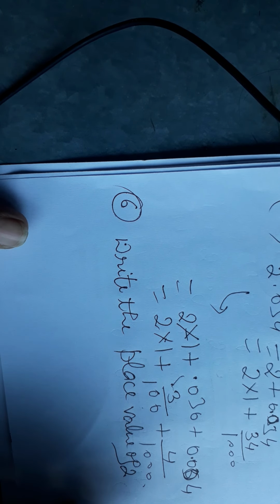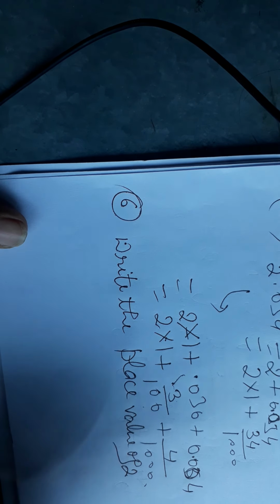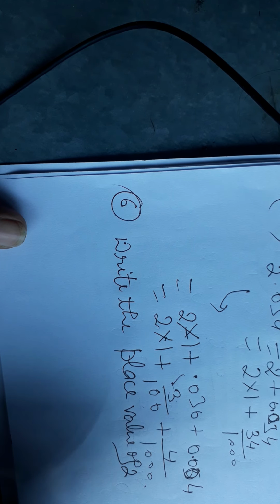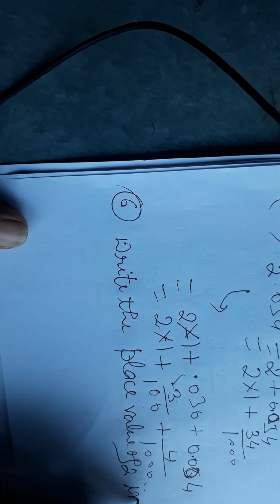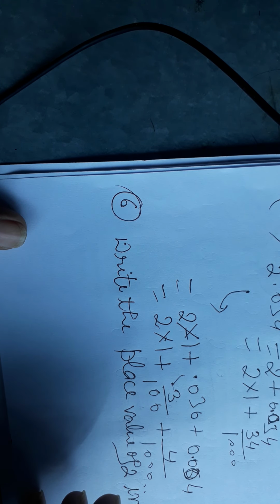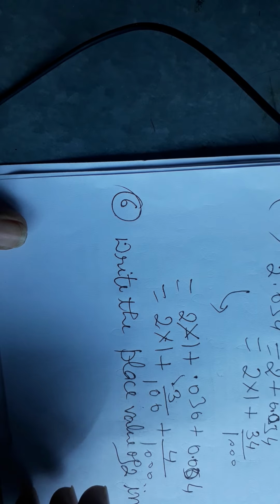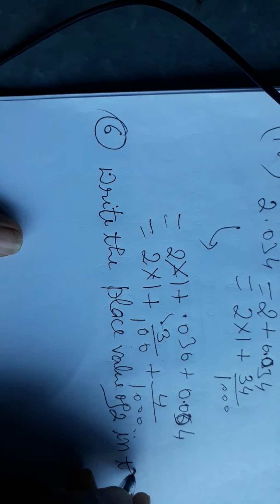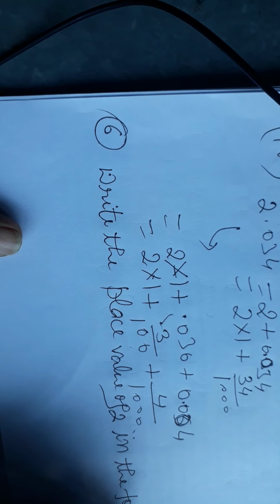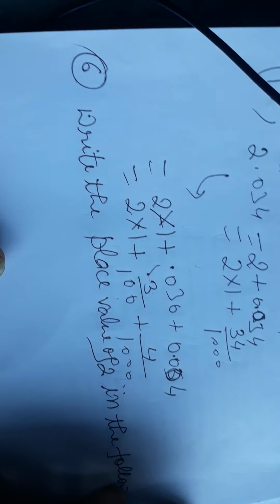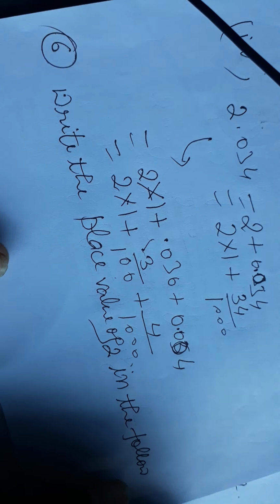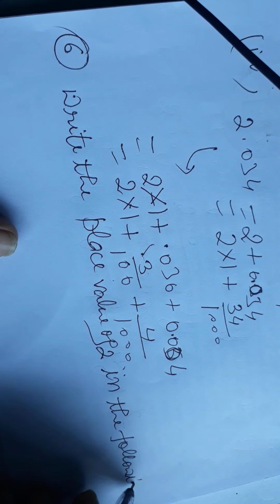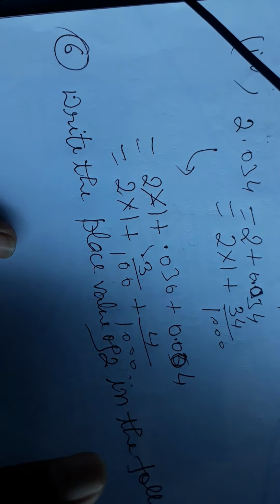Write the place value of 2 in the following decimal numbers.